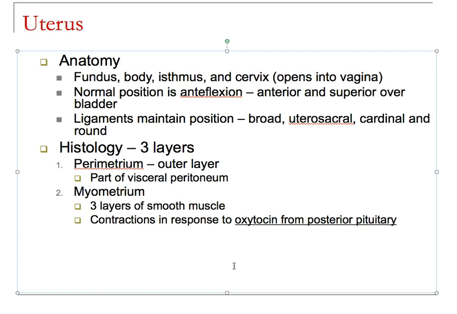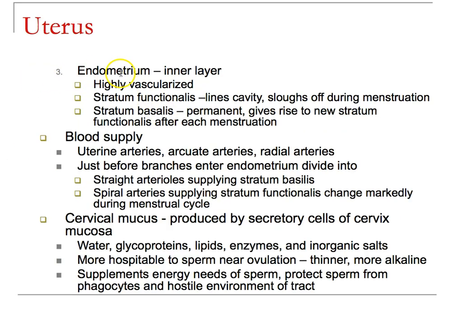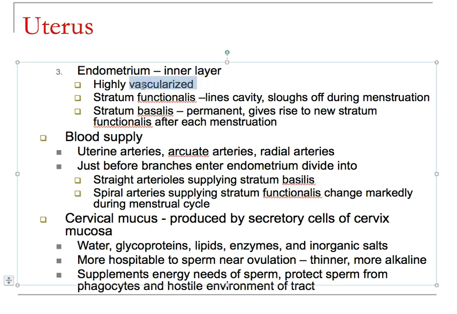Somehow Mother Nature needs to know how this is happening. Well, remember, it's stretch that actually starts all of this. So when we move on, the endometrium is highly vascularized. Put that underneath there. It has a stratum functionalis and the stratum basalis. The stratum functionalis is what's actually sloughed off during menstruation.